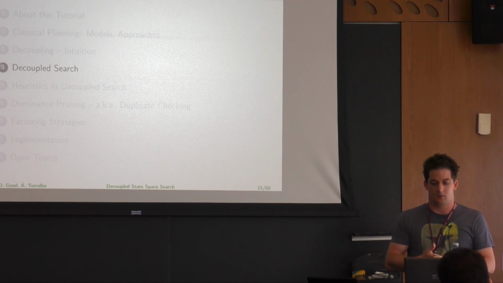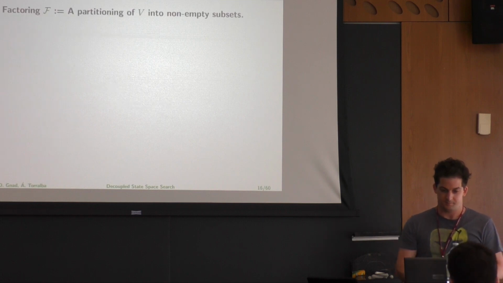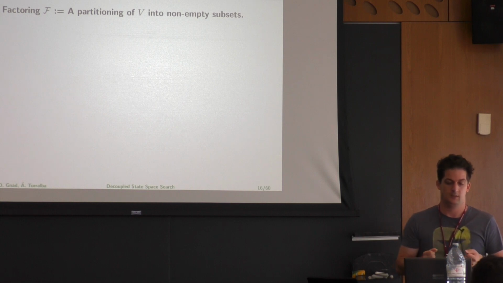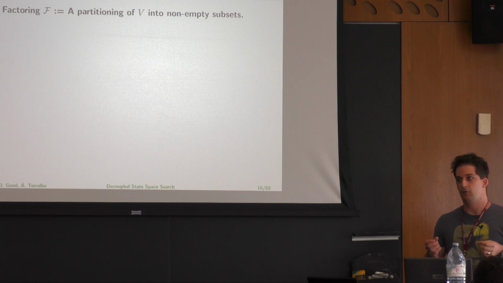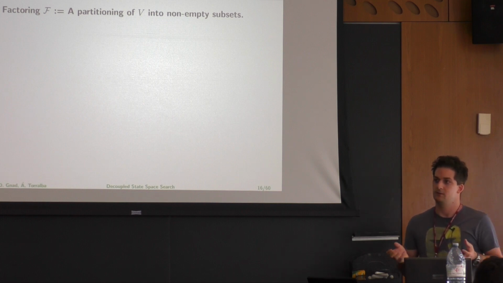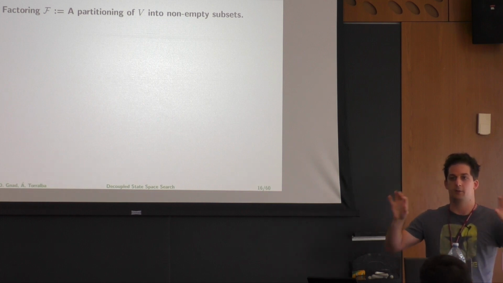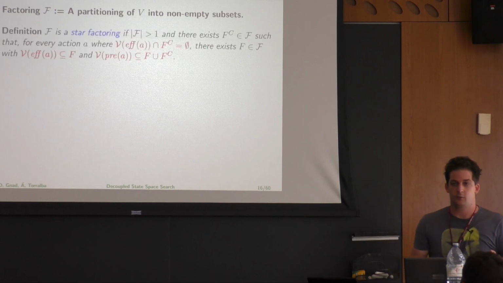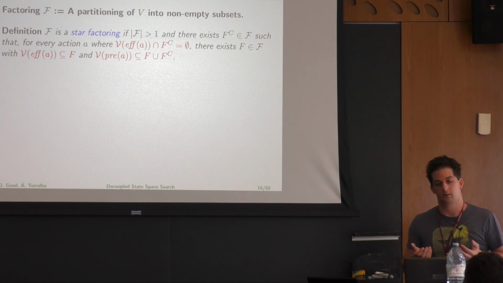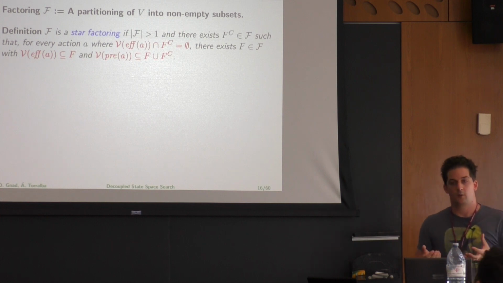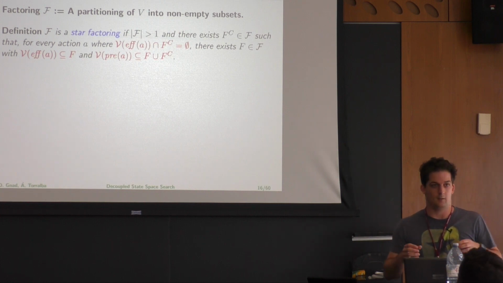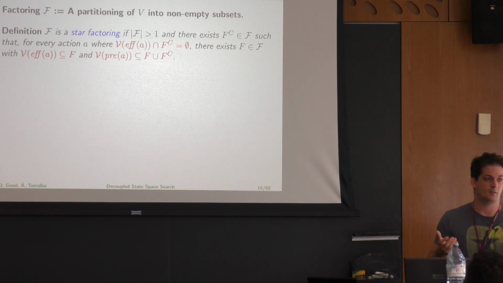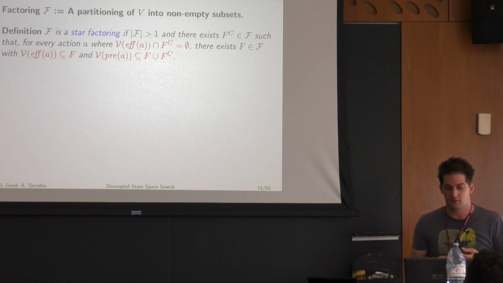So let's go into all the nice details. First, I want to define what a factoring actually is. A factoring F is a partitioning of your state variables into non-empty subsets. So you take all your variables, you partition them in some way, and this is a factoring. What's more interesting to us is what is a star factoring. We call a factoring a star factoring if it has more than one factor. Otherwise, it would be just an explicit representation.